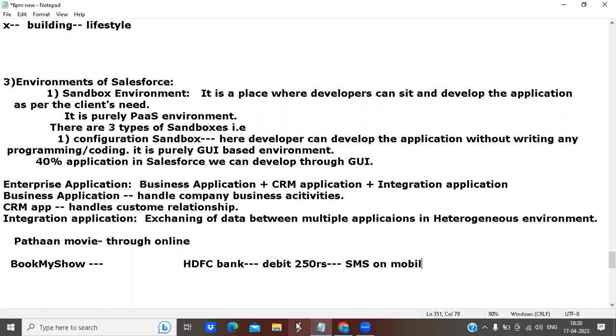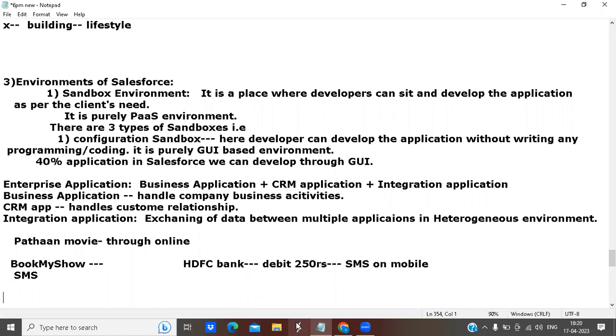On my mobile, so and so amount gets debited from your account. And I will also get an SMS confirmation message from my application, on so and so date, for so and so movie, at so and so time. Okay, so your ticket has been confirmed.